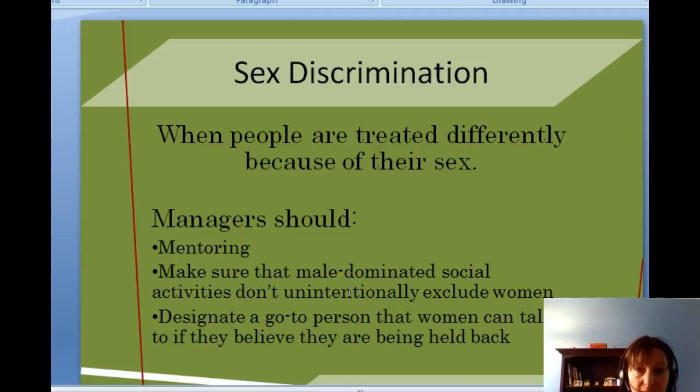Also make sure that male-dominated social activities don't unintentionally exclude women. So if you're meeting for happy hour at a strip club, for example, that's going to exclude women. Or if you have a men-only golf outing or something like that, that's going to exclude women. And a lot of those social activities, in fact, are important for getting an inside track for promotions and so forth.